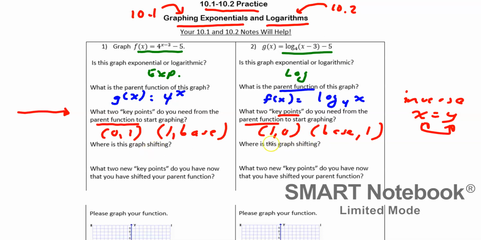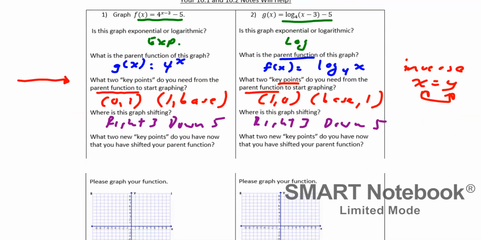Where is the graph shifting? Well, both of these graphs, I purposely shifted them the same direction. If you see x minus 3, x is always opposite of what you think. So this graph is going right 3. This graph is going right 3. This graph is going down 5 because y always does what you want. This graph is also going down 5. The only difference is the parent function, because the parent function determines what the coordinates are where you start.